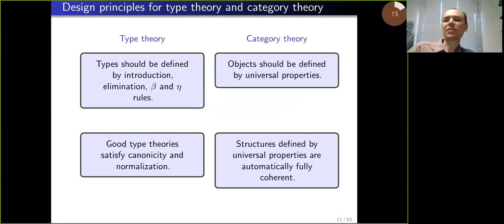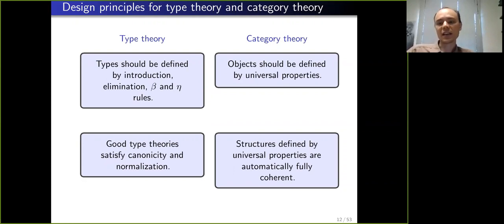In fact, there's a general approach to avoiding coherence questions in category theory, and also a general approach to avoiding coherence questions in type theory, which fundamentally are really doing the same thing, even though they look kind of different and they're phrased in different language. So on the one hand, in type theory, there's a general principle that types should be defined by introduction rules, elimination rules, and computation and uniqueness, or beta and eta rules. And when we define type theories like that, they generally satisfy good type theoretic properties like canonicity and normalization and so on. Whereas in category theory, we generally try to define objects by universal properties.